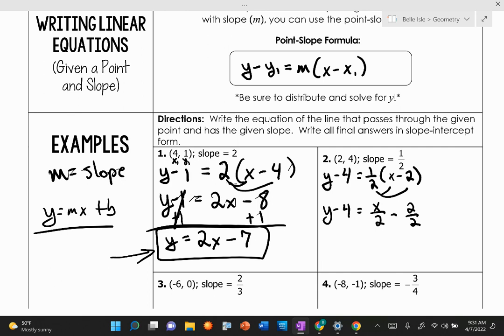If you have 2, you multiply it by a half. That's the same as saying you're dividing by 2. So I just put it as 2 over 2. 2 over 2 is what? Exactly.